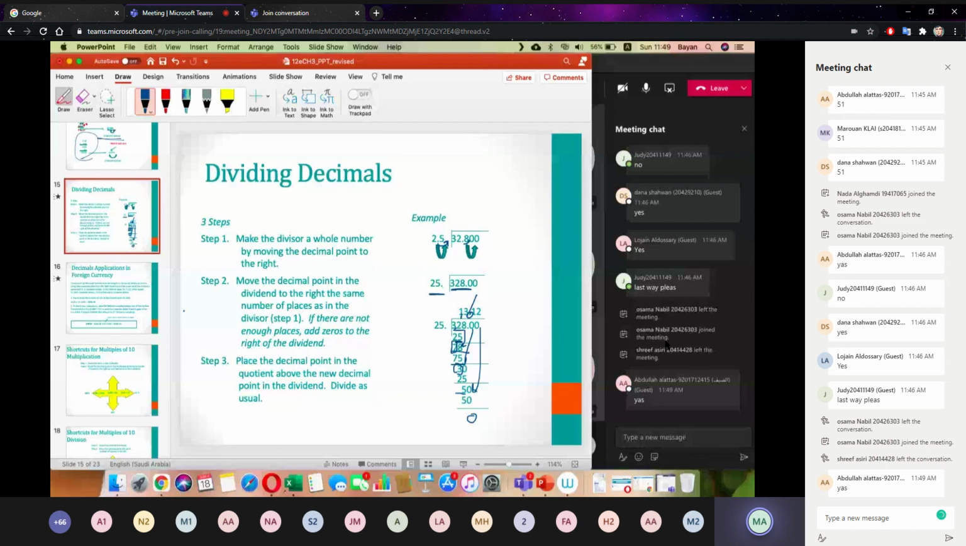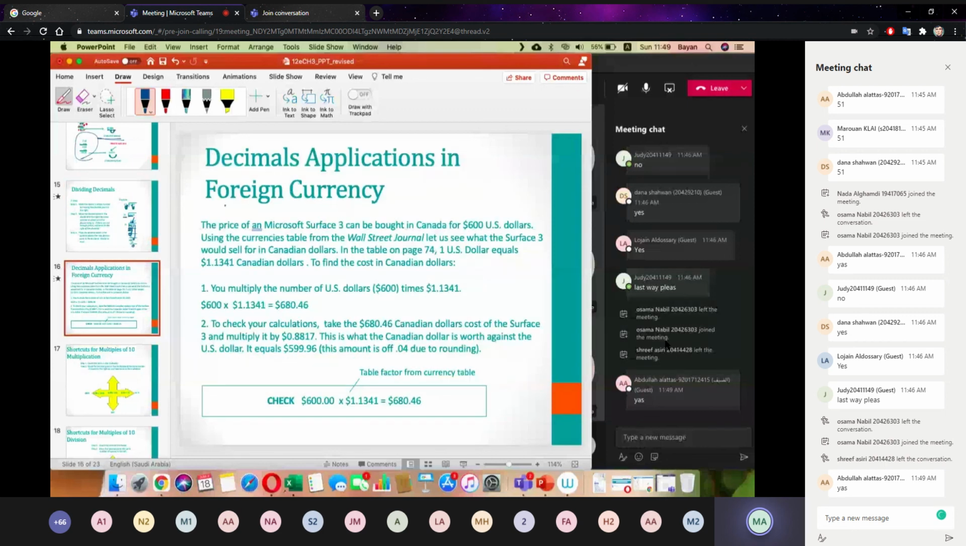Here we have decimal applications in foreign currency. The price of a Microsoft Surface 3 can be bought in Canada for $600 US. Using the currency table from the Wall Street Journal, let us see what the Surface 3 would sell for in Canadian dollars. So we need to find the price in Canadian dollars. In the table on page 74, $1 US equals 1.1341 Canadian dollars.